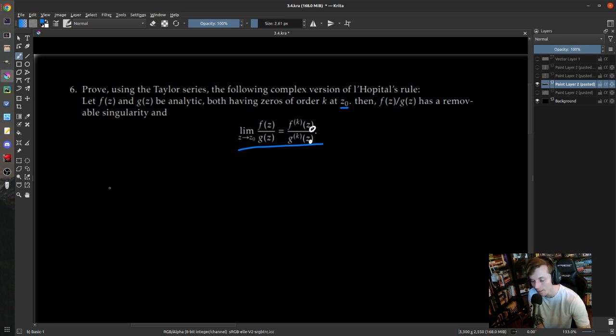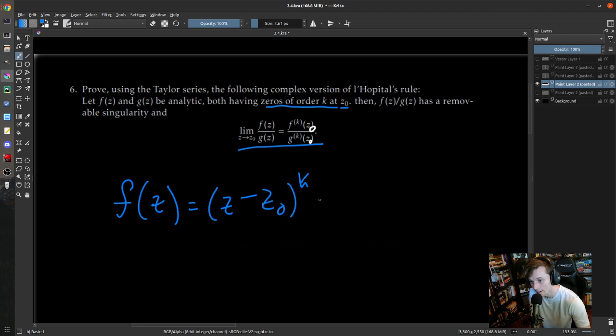Anyways, so how do we do this? Well, basically all we do is we use, I think it was theorem 3.2.9 or something like that, I don't remember. Basically by analyticity and having zeros of order k at z₀, then in some disk of non-zero radius centered at z₀, we got that f could be written as (z − z₀)^k times some analytic function φ(z), which is non-zero at z₀, right?